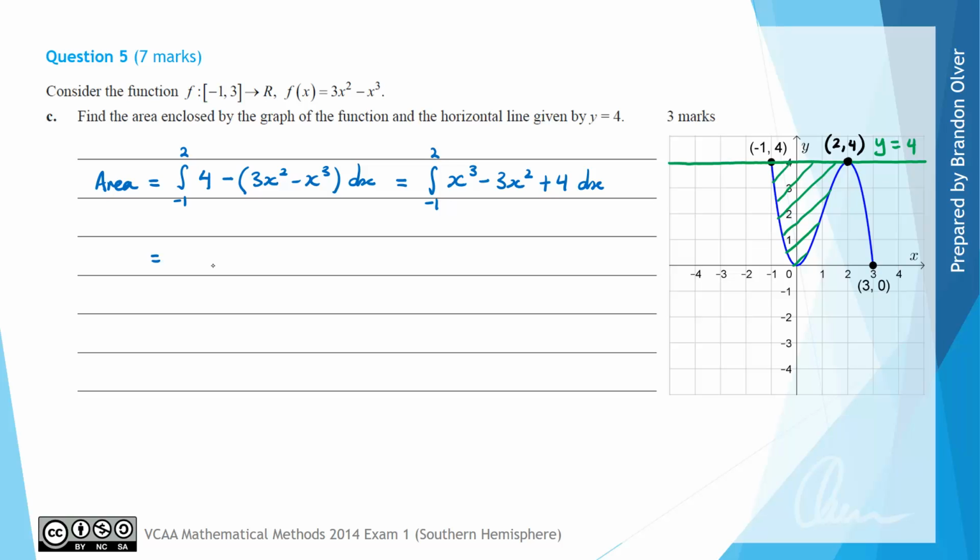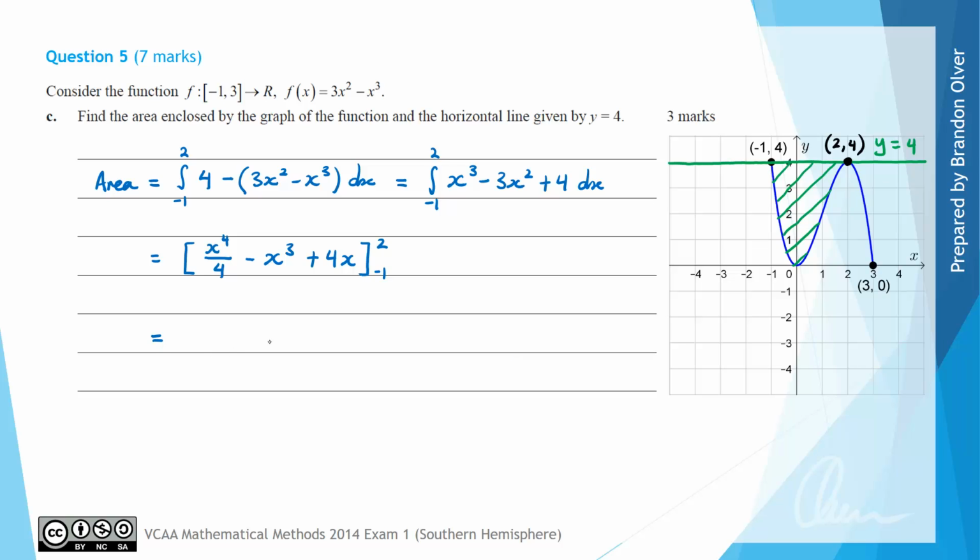So to evaluate that, we're going to find the antiderivative. So x cubed goes to x to the power of 4, and then we divide by the new power. And then we have minus 3x squared, and when we add 1 to this power, we'll get x cubed. And dividing by 3 will just leave negative x cubed. And then the plus 4 will integrate to plus 4x. And then we're going to evaluate that still between -1 and 2.